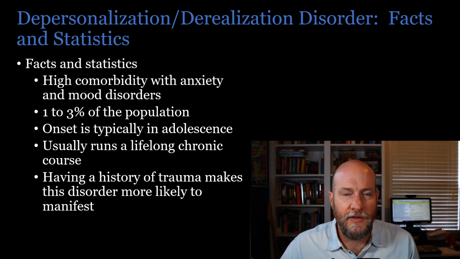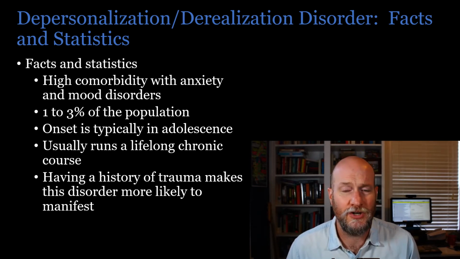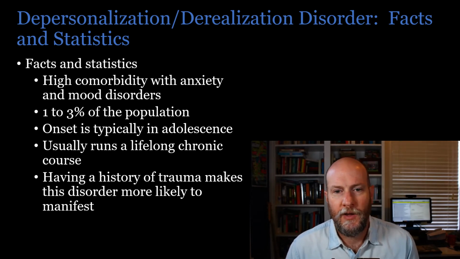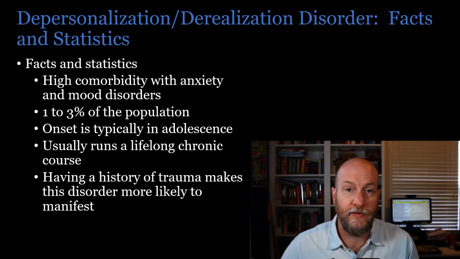But the onset tends to occur in adolescence, and as I mentioned in a previous slide, it's probably related to the way the person generally relates to the world. There's probably a larger pattern in thinking that makes one prone to this type of disorder. It tends to run a lifelong chronic course, and we do know that people that have been through traumatic events of various types are much more likely to manifest feelings of depersonalization, derealization, or meet the criteria for the disorder. So having trauma in your past, whether it's combat or assault or natural disaster, accidents, can certainly increase the likelihood that you'll develop this disorder down the road.